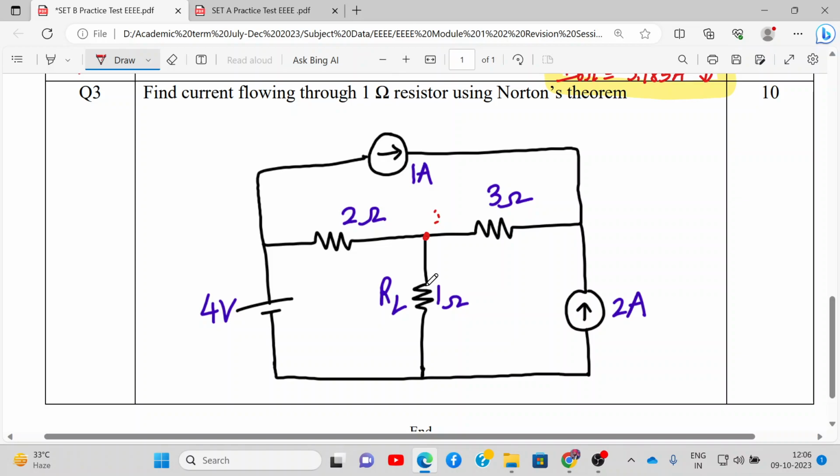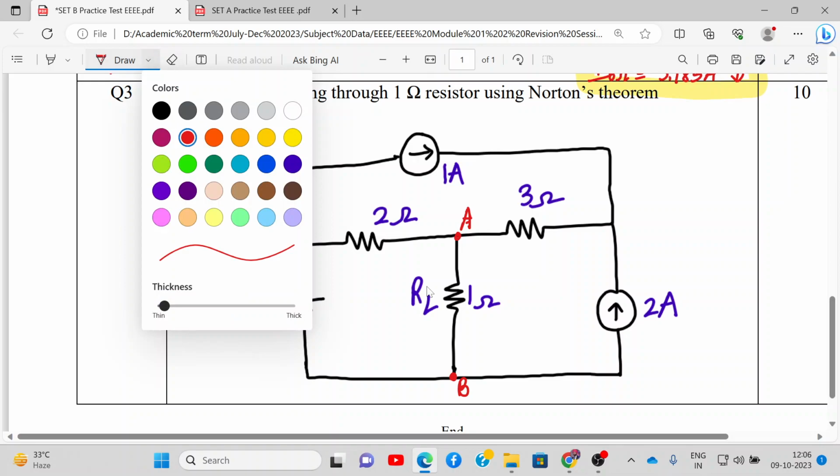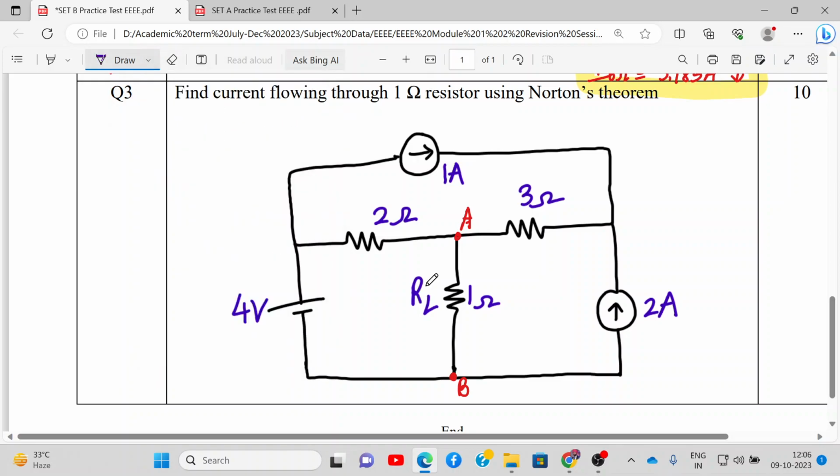Okay. So we need to first find Norton's resistance, and then we need to find the Norton's current, the short circuit current. Okay, so let's start. Let me save it. So here it is A, and here it is node B. All right. So let's start it. Let me use blue color. So first we will find the Norton's resistance, Rn.